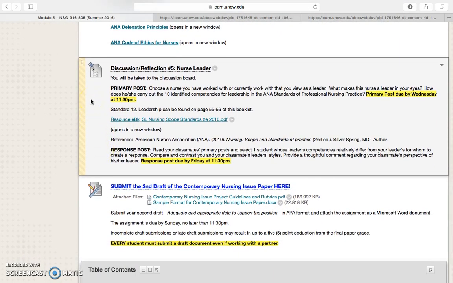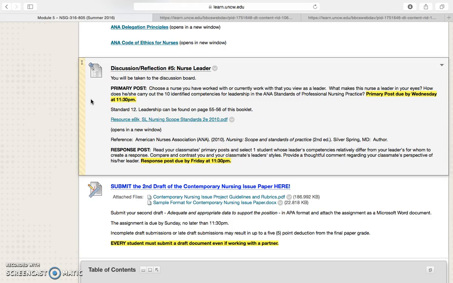Now on to your discussion board post. For your primary post, we would like for you to think of a nurse that you have either worked with in the past or you are working with now, someone that you view as a leader. Why do you think this person is a leader? And more specifically, how does this person carry out the 10 identified competencies for leadership in the American Nurses Association's Standards of Professional Nursing Practice?